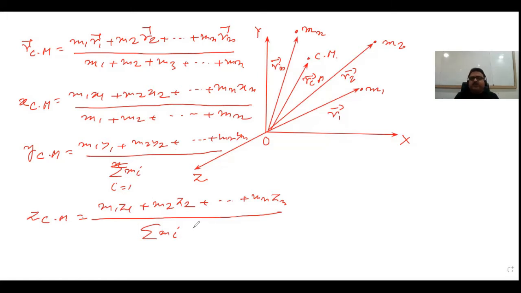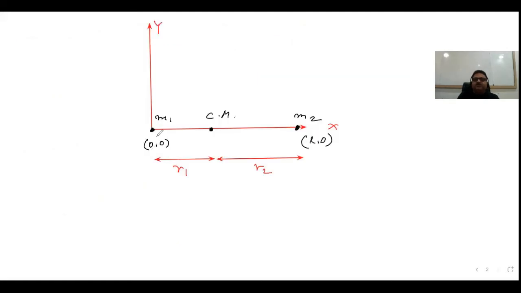Now, let me tell you a few tricks to solve problems related to the location of center of mass. Students, look at this formula. Suppose m1 and m2 are both placed on the x-axis. The coordinate of m1 is (0, 0) and that of m2 is (L, 0). We need to calculate the location of the center of mass, which is r1 from the origin. So we are using this formula.